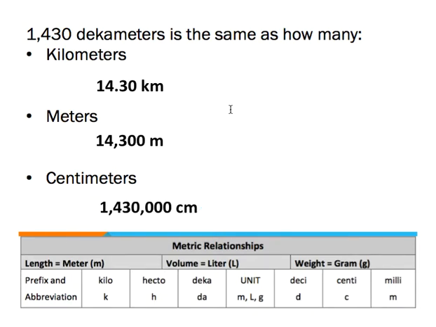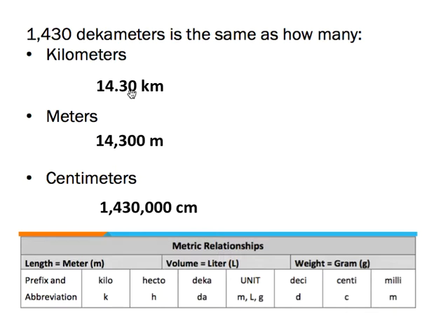And one way to double check this would be to work your way backwards. For example, if I start at 14,300 meters, that would be right here. If I want to get that into decameters, I'm going to move 1 spot to the left, and that would give me the 1430 that I had.